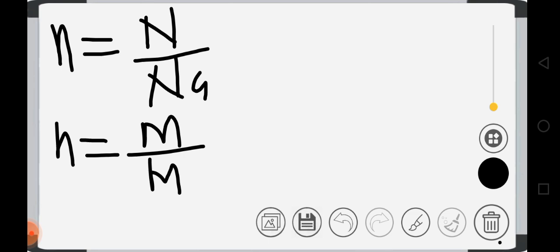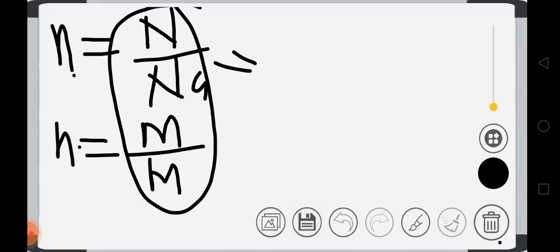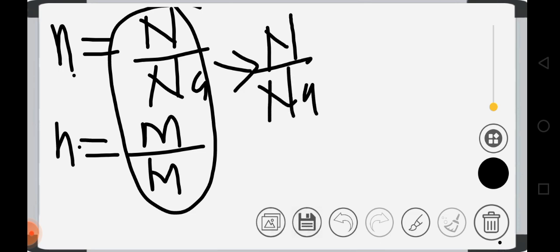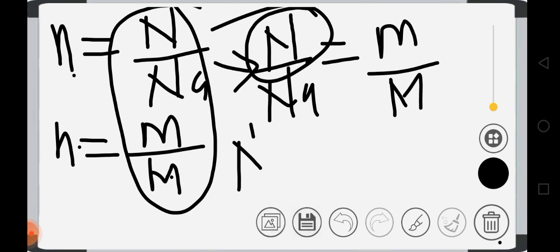So since n is equal to n, if I decide to equate these two now, what am I going to have? I'm going to have something like this. Numbers of particles over Avogadro's number will be equal to this other one, which is what? Mass over molar mass. So we are looking for the numbers of particles now. How many molecules are here? We are looking for numbers of particles, as a function of mass and molar mass.